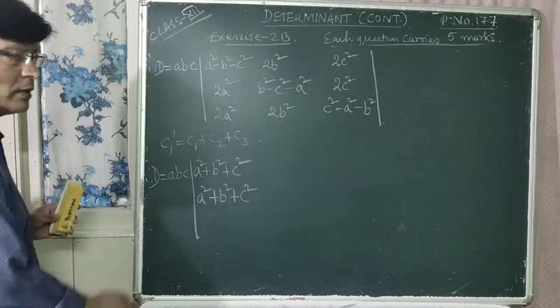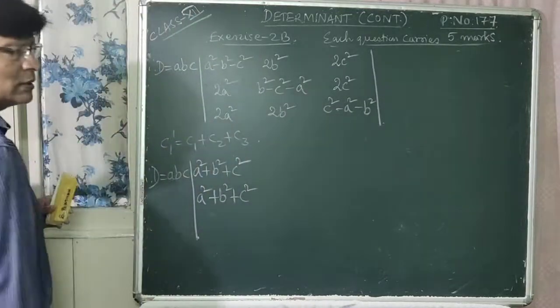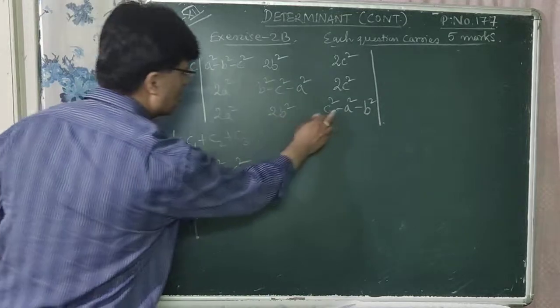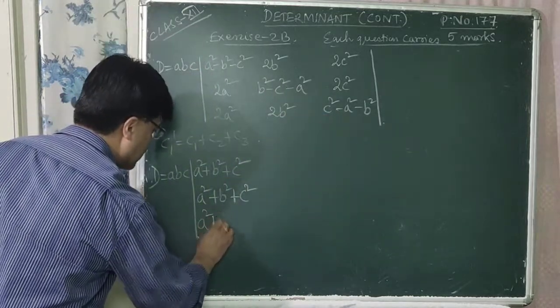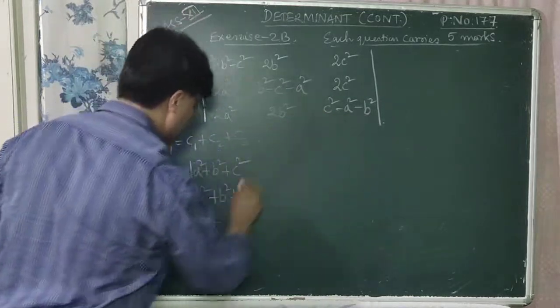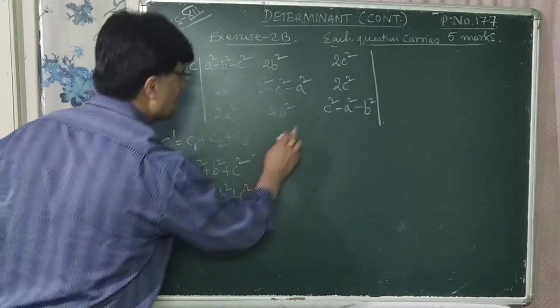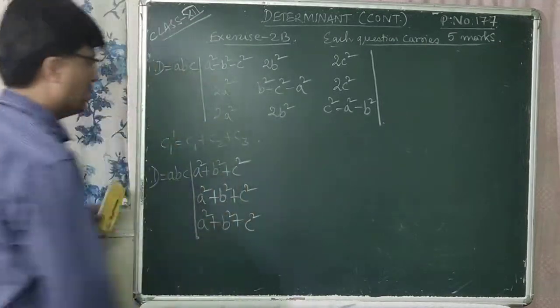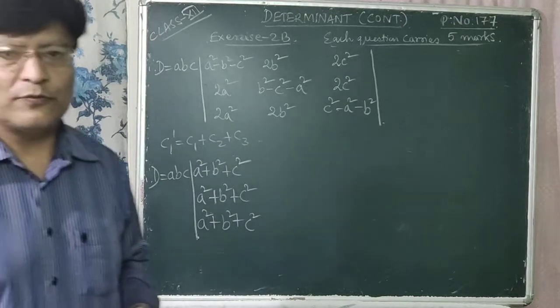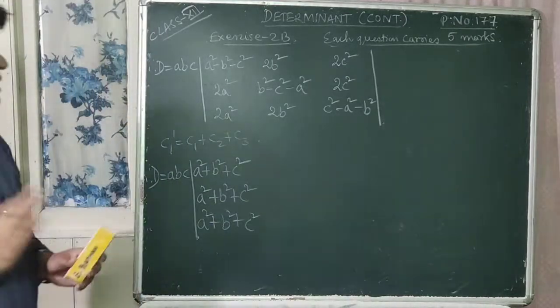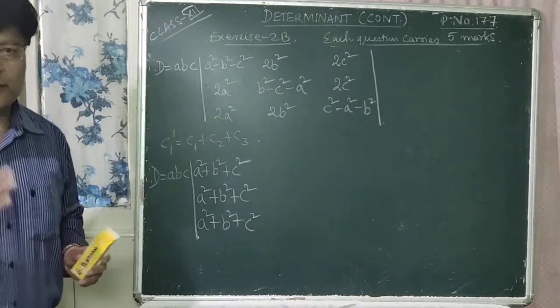Next, what will you do? Again, all the terms of the third row are added. So 2a square minus a square plus 2b square minus b square plus b square plus this is c square, right? So this is the new first column, that is c1 dash is equal to c1 plus c2 plus c3.